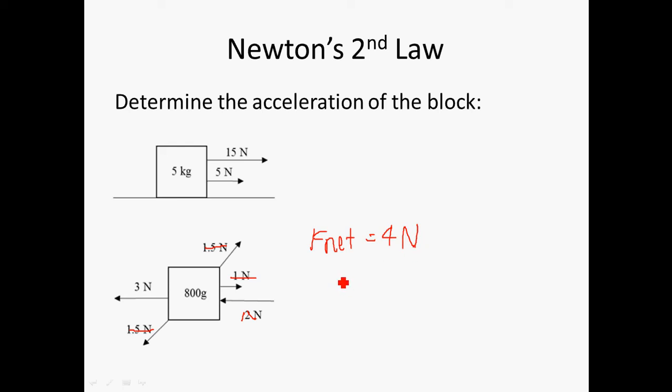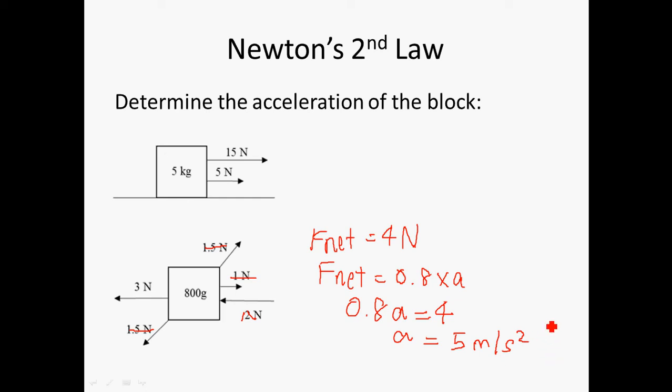And then the other F net will be using ma. Be careful, this is in grams, so you need to convert to kg, times your a. So equating these 2 together, you get 0.8a is equal to 4. So what is your a? So your a will be 5 meter per second square, right?